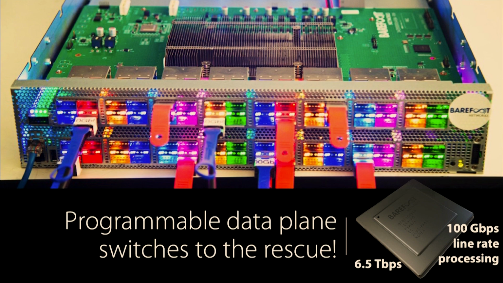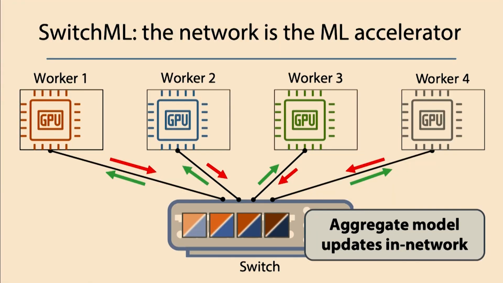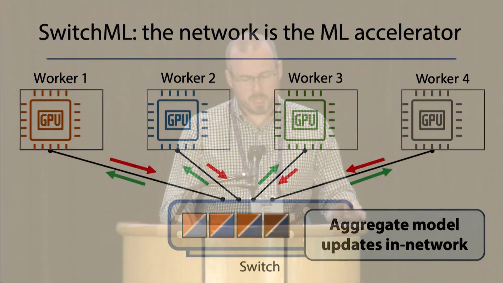And so we take advantage of this to develop SwitchML, where the network is now an ML accelerator. SwitchML uses computation on the switch to aggregate model updates in the network as the workers are sending them. This is great. We do minimal communication. Each worker just has to send its update vector and then gets back the fully aggregated updates. But there are some challenges.